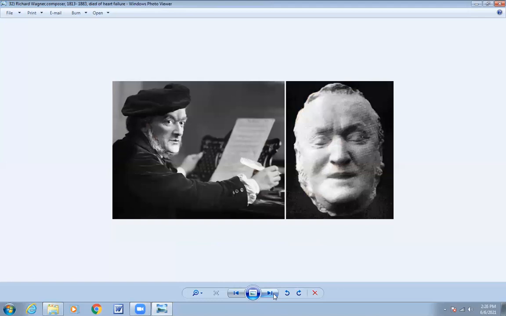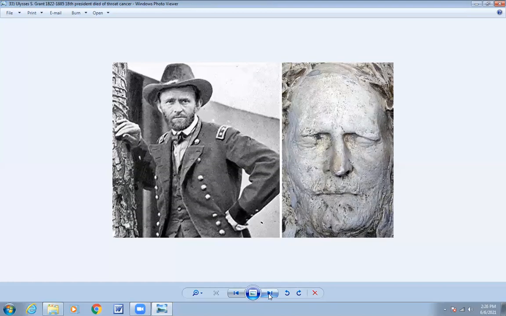This one is composer Richard Wagner, born 1813, died in 1883. He died of heart failure. This is the death mask, and pictured to the left is Ulysses S. Grant, born 1822, died in 1885. He was the 18th US president, and he had died of throat cancer.